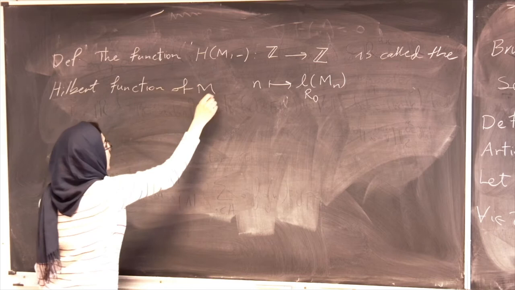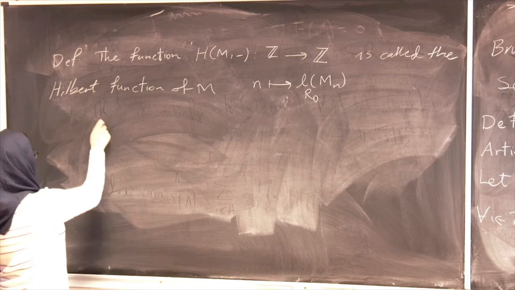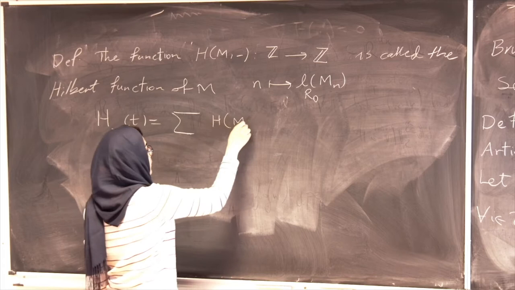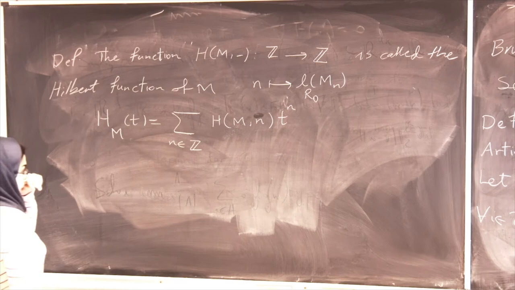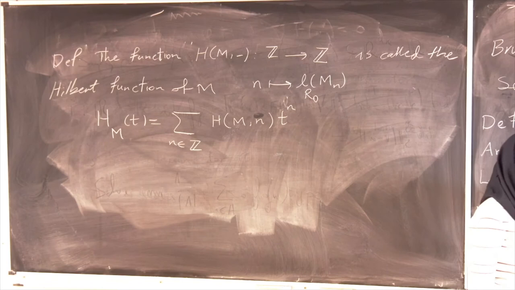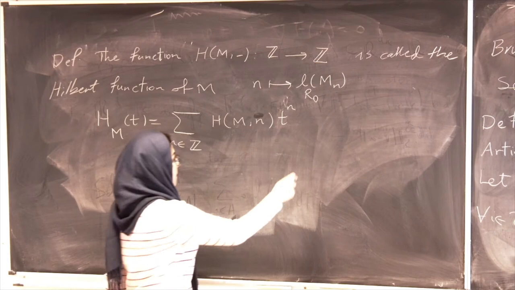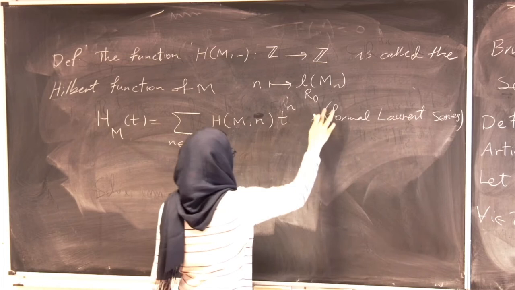And a series which has these lengths as coefficients, we call the Hilbert series of M. So the Hilbert series of M is a series which is defined as the sum of length of M_n times t to the n, n in Z. With all this setting, because M is a finitely generated R module, we know that for small i, the M_i are all zero. So this is in fact a formal Laurent series. So we call this the Hilbert series of M.